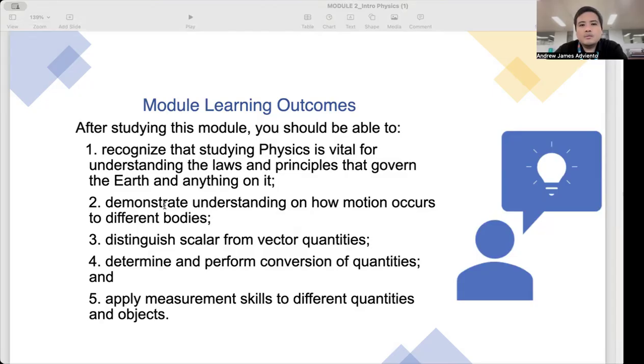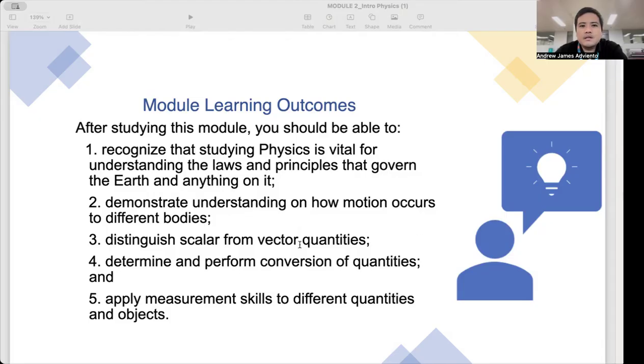Okay, welcome everyone to Module 2, Introduction to Physics. In this module, we will be exploring how physics helps us understand the world around us, how objects move, to how we measure and describe things accurately. Do not worry, we will take this step by step and connect everything to real life situations, things that you already experience every day.